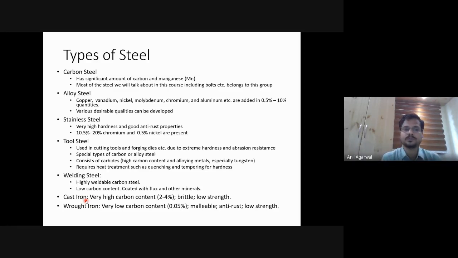how brittle they are. Wrought iron is another type of basically steel which has very low carbon content, and very low carbon content makes it very malleable. Okay, and there are some anti-rust properties also. And does anybody know or know some example of where you might have seen some wrought iron being used?